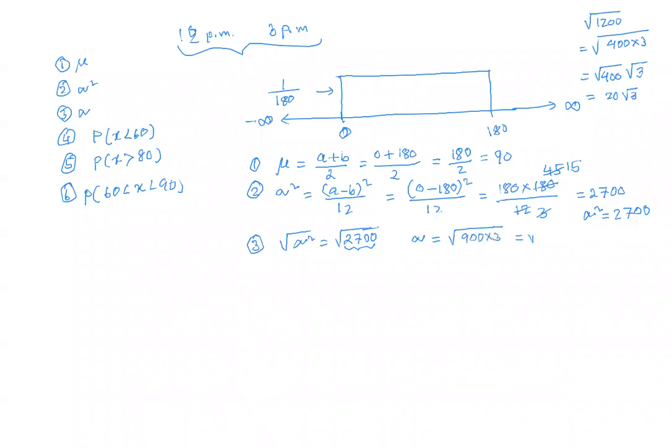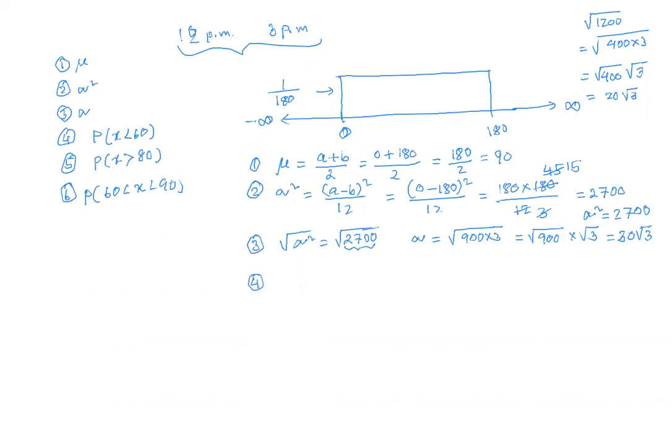So that is going to be square root of 900 times square root of 3. The square root of 900 is 30. So it's going to be 30 times square root of 3. 30 times square root of 3.